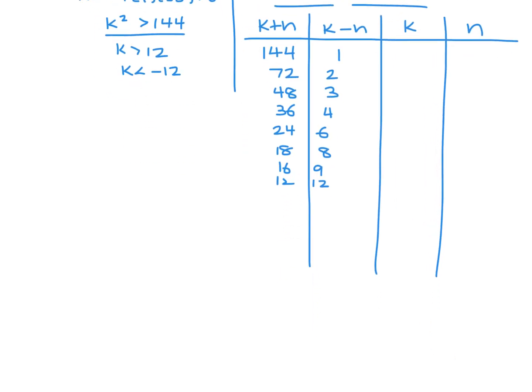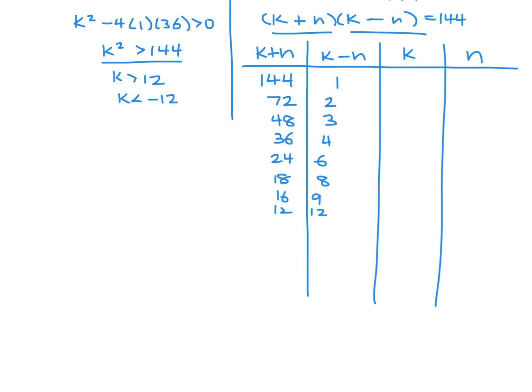Let's move this up a bit. What else do we have? 9 and 16. Now you just get the reversals of what I just wrote, so that's helping out a little bit. 6 and 24, 4 and 36, 3 and 48, 2 and 72, and 1 and 144.